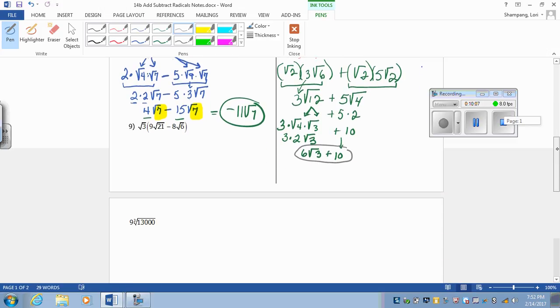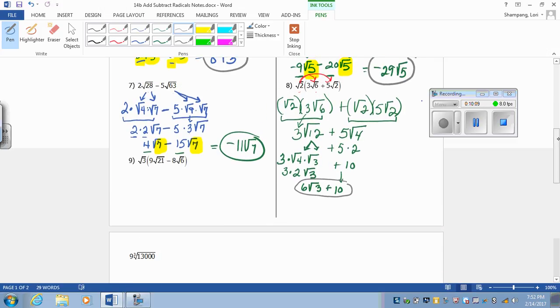Okay, the last one is 3 times the difference of 9 times the square root of 21 minus 8 times the square root of 6. So again, we're going to do the distributive property just like we did in number 8. So we're going to take square root of 3 times 9 times the square root of 21 minus 8 times the square root of 3 times the square root of 6. So all I did was just distribute that square root of 3 to both of those radicals inside the parenthesis.